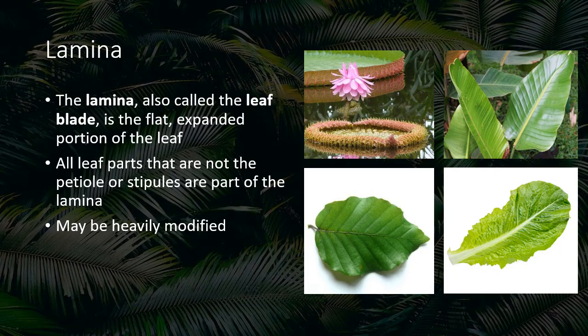And in some cases, we can have a pretty heavily modified lamina. For example, on these Victoria water lilies, we have a lamina where the underside of the leaf is covered in spines, and that prevents herbivorous tropical fish from devouring the leaves of the Victoria water lily.